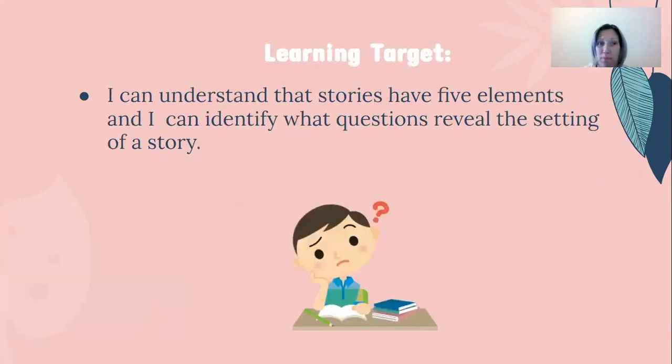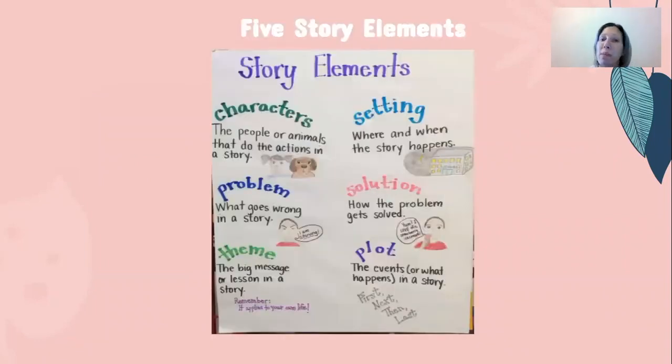Today's learning target: I can understand that stories have five elements, and I can identify what questions reveal the setting of a story, okay? That's what we're going to be focusing on. We're going to briefly go over the five elements, and then we're going to really focus on that setting. The five elements of a story. Here, they're put in six because I combined two, I separated two, and I'll show you how I did that.